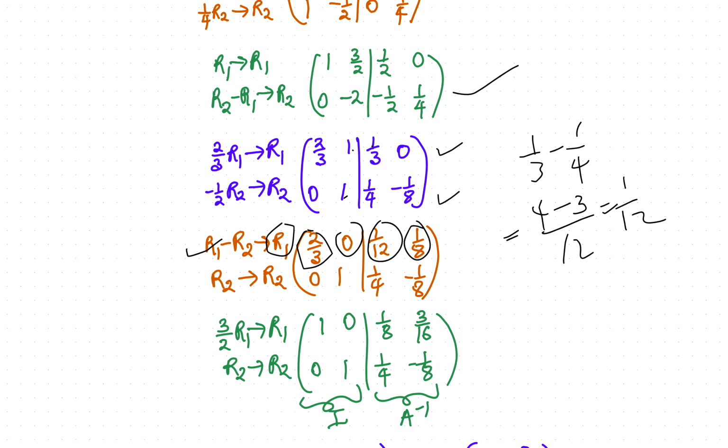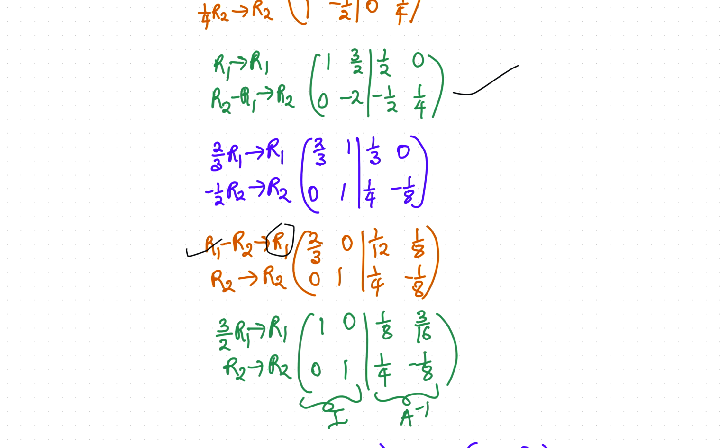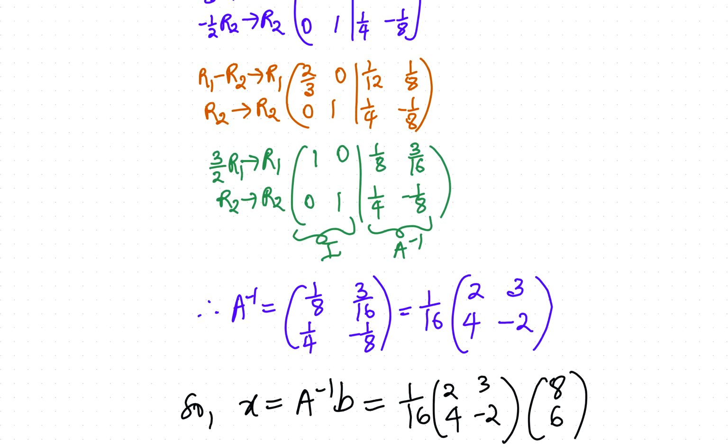Then row 2 remains because we want 0, 1 here. For a 2 by 2 matrix, you just need 1, 0, 0, 1. So it's already 0, 1, and you just leave it the way it is. So you have 0, 1, 1 over 4, minus 1 over 8, and that's what you have here. So that is maintained. We are gradually getting to our destination. Don't forget the purpose is to make the first matrix into a unit matrix.